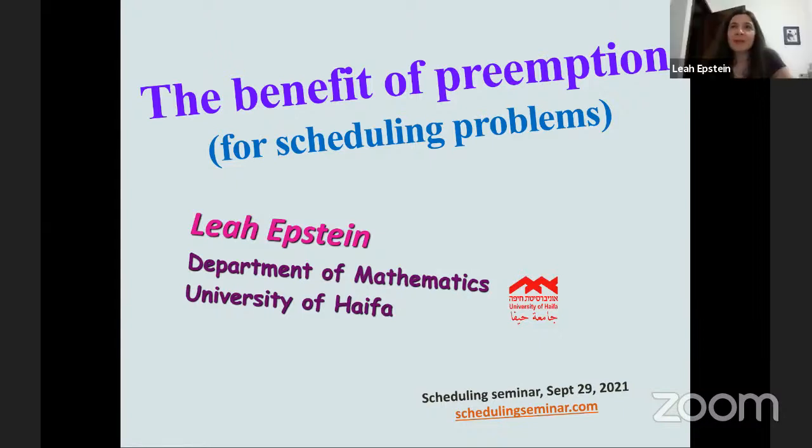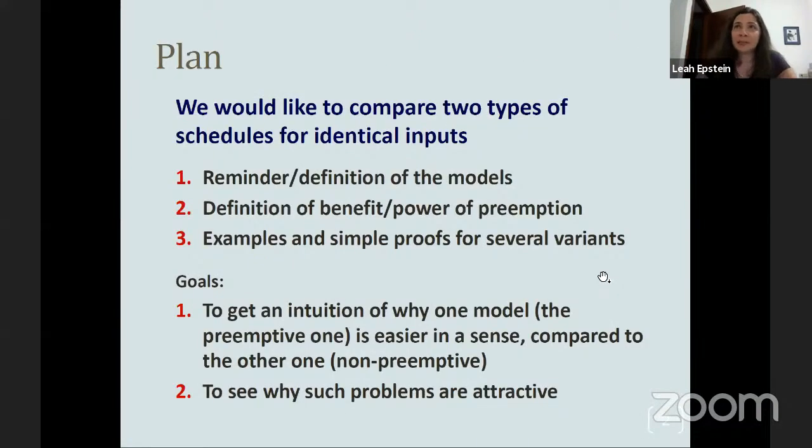Thank you. So I'm going to talk about the benefit or the power of preemption. Maybe I will discuss some easy stuff, but I would like to try to give a talk that everyone can understand. So here is the plan.